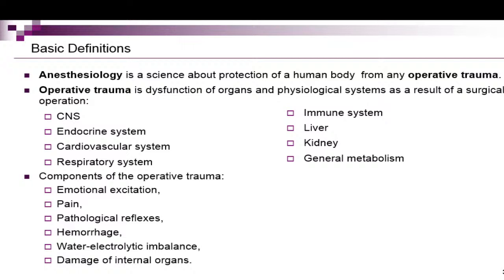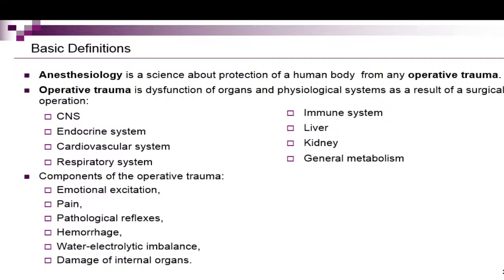to redistribution of blood due to surgery, immune system in late period, in post-operative period. Immune system suffers from mechanical damage of soft tissues and takes part in recovery of soft tissues, liver, kidney, and general metabolism. The components suffer from operative trauma because surgical operation is a mechanical intervention accompanied with damage of soft tissues.